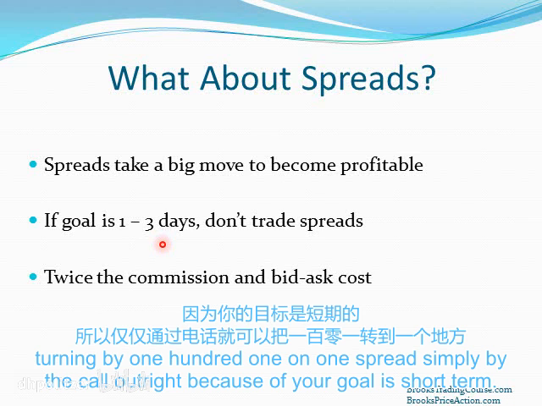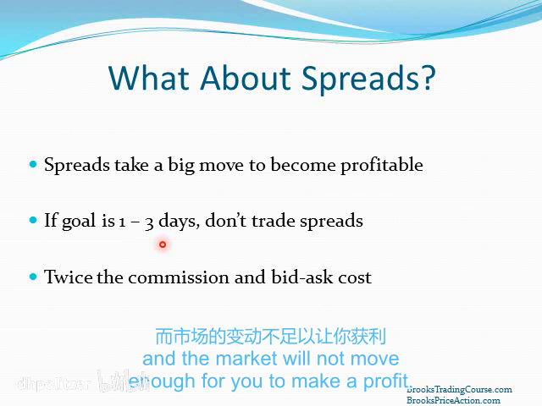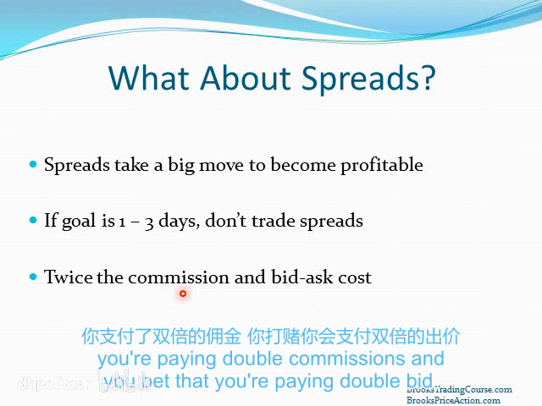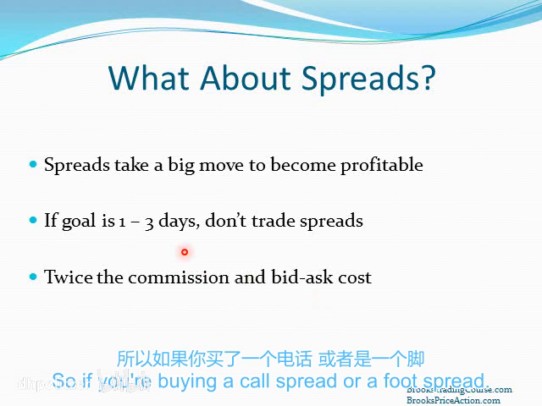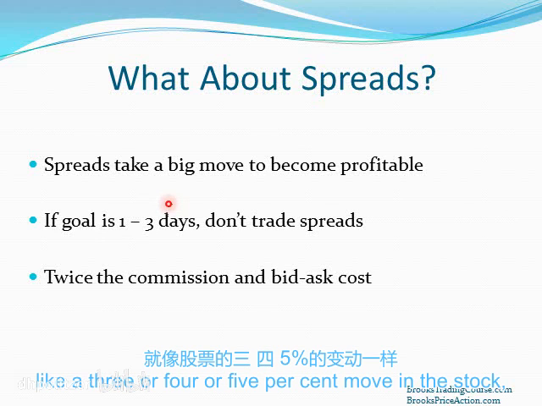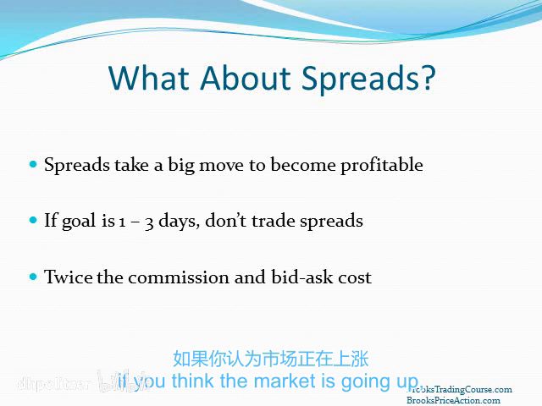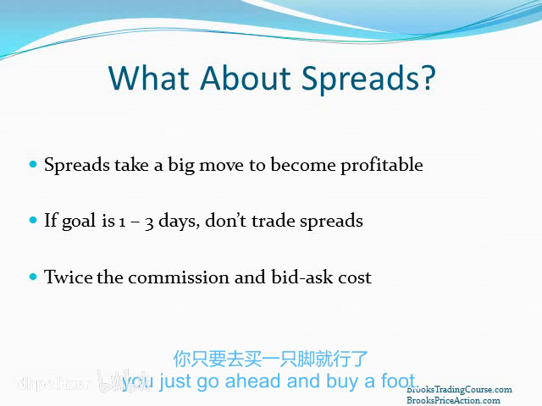Because if your goal is short term to get out in 1 to 3 days, the spread will not have enough time and the market will not move enough for you to make a profit. Also, you're paying double commissions, and you're paying double bid-ask spread cost, right? So if you're buying a call spread or a put spread, you have to be going for a much bigger move, like a 3 or a 4 or 5% move in the stock. And if you're just looking for a little, 1% move, just go ahead and buy the call outright if you think the market's going up, or if you think the market's going to fall 1% tomorrow, you just go ahead and buy a put.